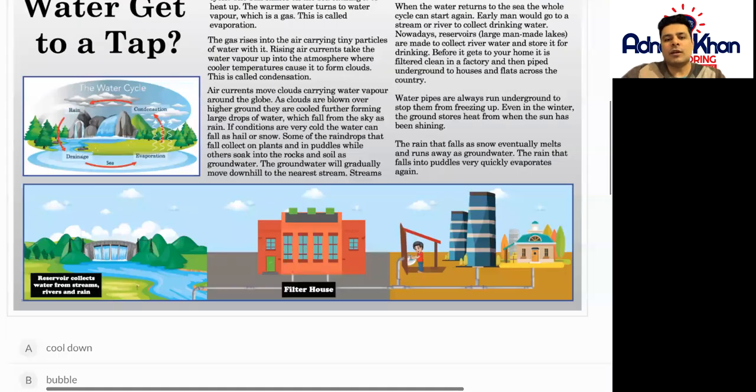Okay, and then you've got another diagram here of a man-made reservoir or man-made lake, and the reservoir collects water from streams, rivers, and rain. There's a pipe here from the river and the stream and the lake. It goes into our houses and also factories as well. And that's exactly how we get water.